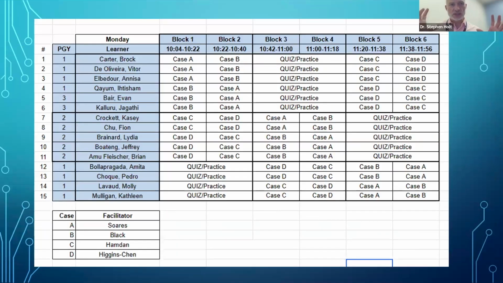And this is a quick picture of a workshop coming up in 2 weeks, and it shows the logistics, the pawns moving around in time. So we have 6 stations. There's case A, case B, case C, case D, and the block in the middle here is where this particular batch of residents is going to sit in front of a computer and go through a quiz that is a content knowledge quiz.